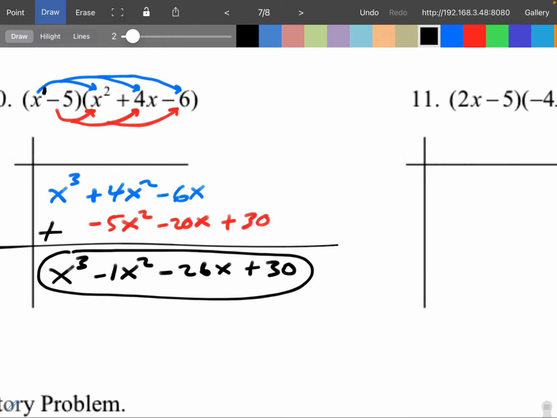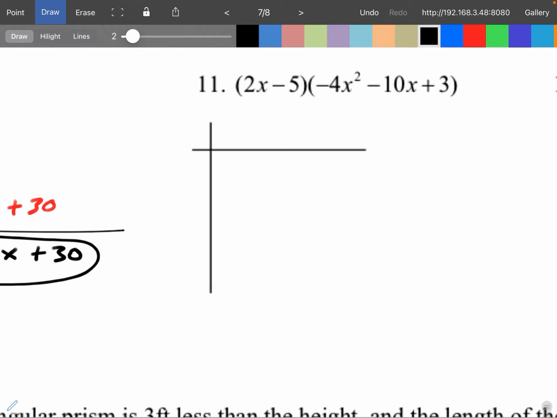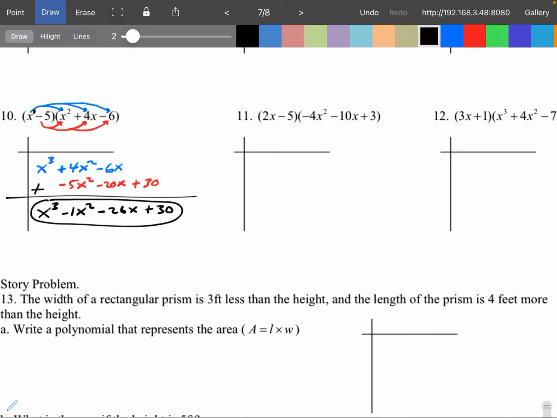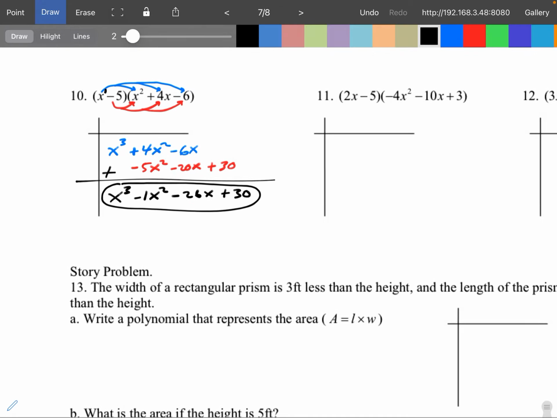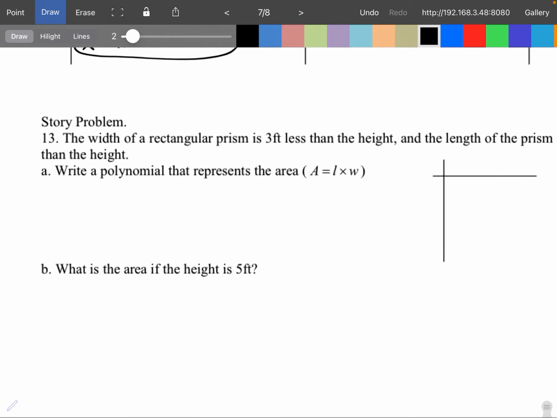One more of those? Or do you think you're good on that part? You good with that? Yeah, I'm good. Let me see if there's anything weird on that one. Let's see, you get that. All right, yeah, I'll leave that one off. Let's go to the word problem then.